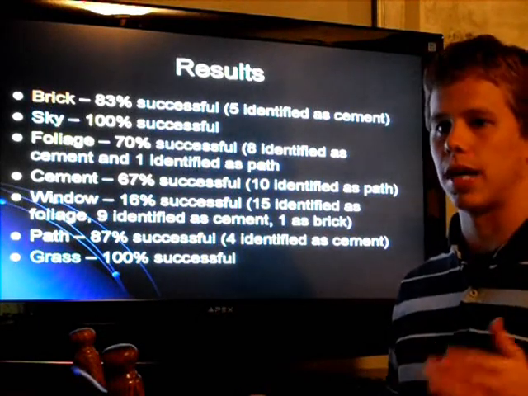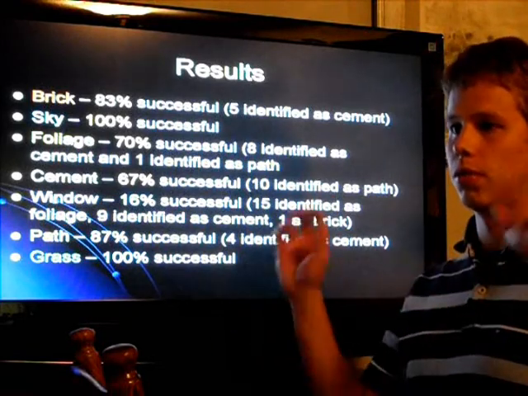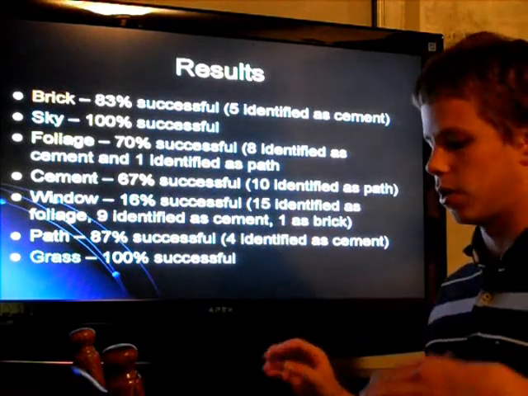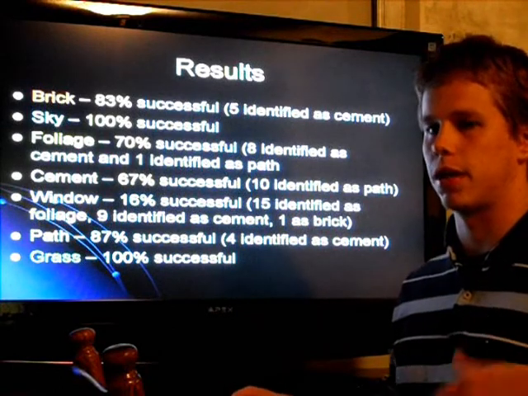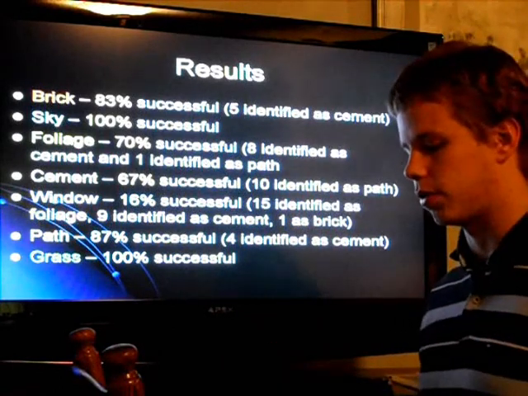Now the sky was 100% successful. Every single sky point in the image it labeled as sky, and no other points in the entire image were labeled as sky. So it was 100% successful.